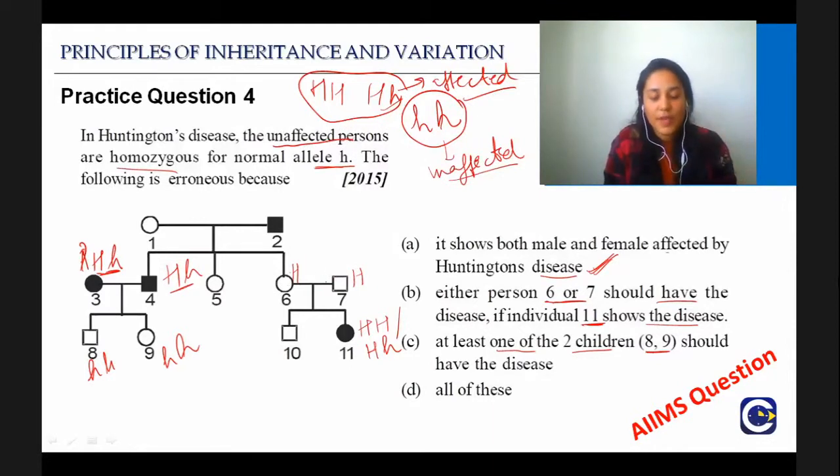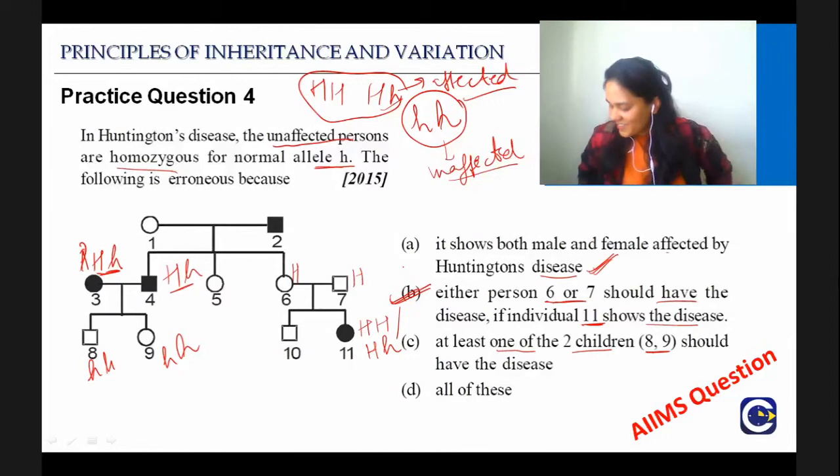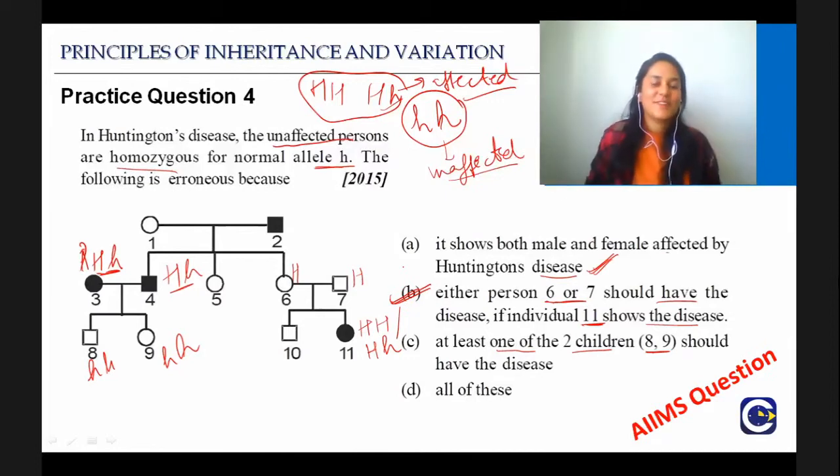Either one of the parents should have this allele, because an affected child cannot be born to unaffected parents in case of an autosomal dominant disorder. So the right answer is option number B. Is it clear? And Kavya was the only one who gave the right answer, by the way. But for others, is it clear?